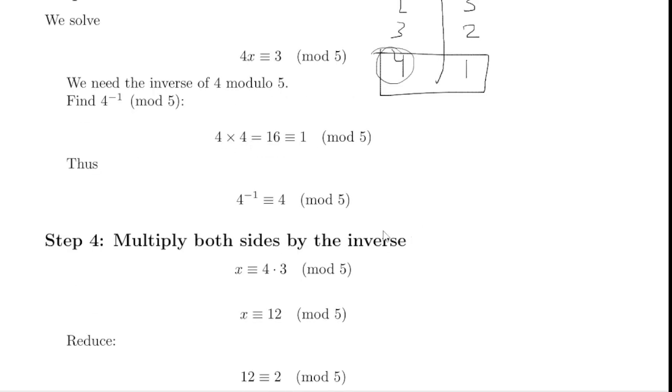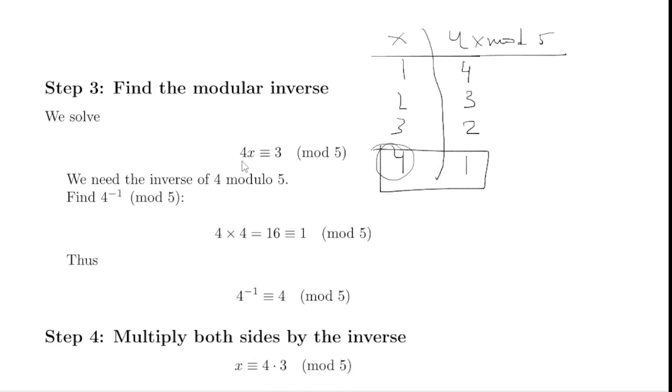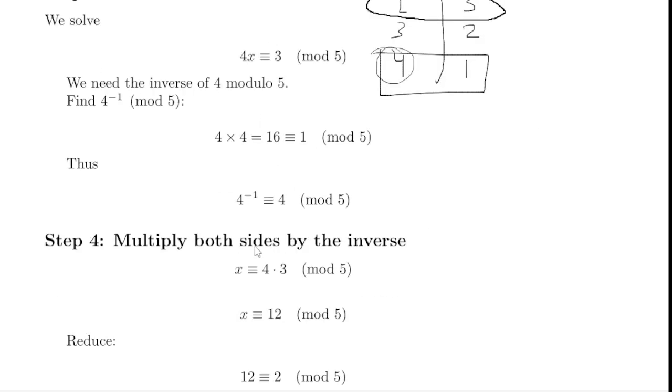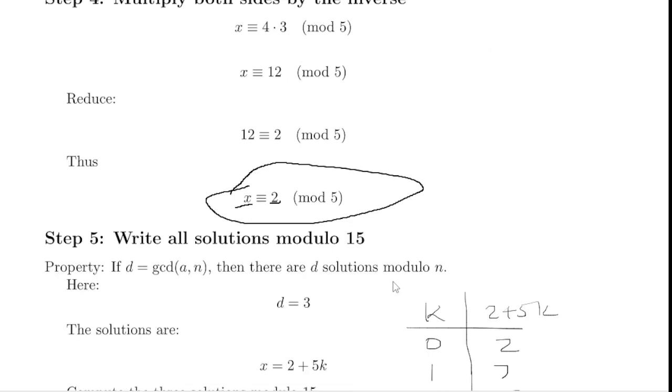Now, on the other hand, what we could have done to solve this is look at the table and say, okay, what do I need to multiply 4 by to get a remainder of 3? And that's this right here. That's going to be 2. So we know right off the bat, x is going to be congruent to 2 mod 5. So we can skip all of this work and get down over here. And then everything else will be the same.